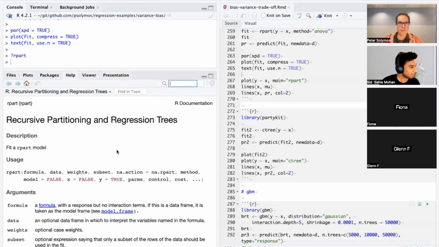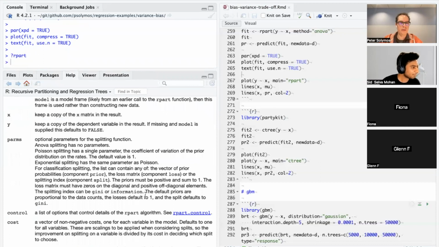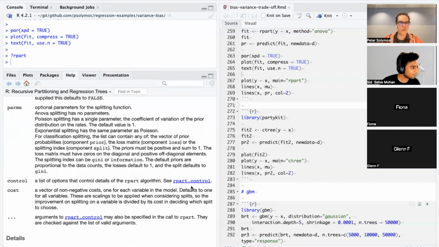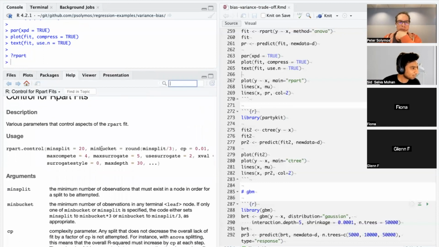It's part of params, I think. So you can supply output control. So min bucket, which is calculated by minimum split. Yeah, so these are the hyperparameters that you can change in the algorithm.